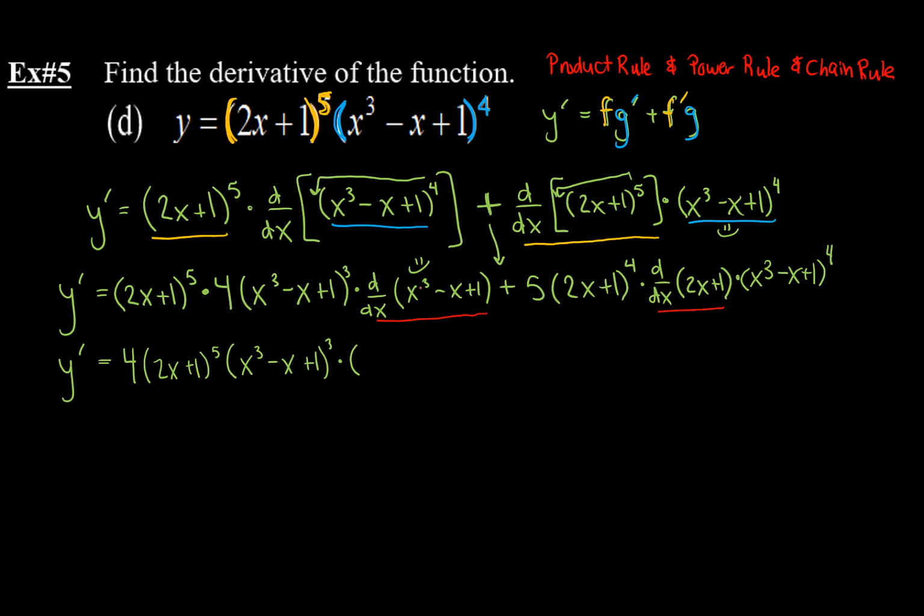So this is going to be 3x squared minus 1. And now I move on to the plus. See how the plus carries down? All right, here I'm going to clean some stuff up. I'm just going to write the 5, the 2x plus 1 to the 4. So that's me writing this stuff here. And then I'm going to skip over the derivative because I'm going to do it in a second. And I'm just going to write this other piece here: x cubed minus x plus 1 to the 4th. And now I'm going to write this derivative down. And the derivative of 2x plus 1 is just 2.